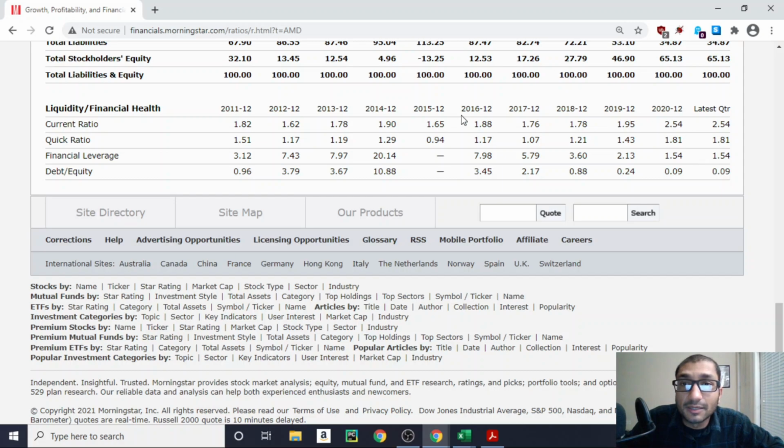It's good to see that the company's current ratio every year for the past 10 years has been greater than 1.5. Similarly, the quick ratio every year for the past 10 years has been greater than 1.0, except for 1 year in 2015. Next, looking at the financial leverage.